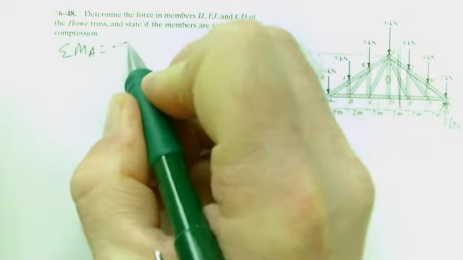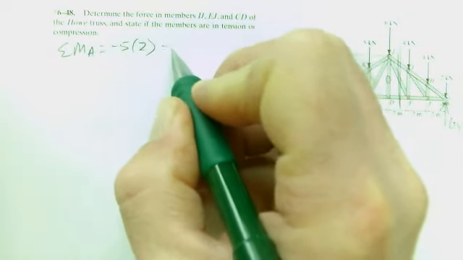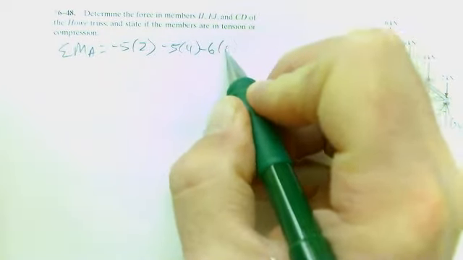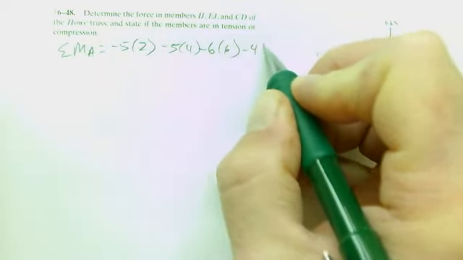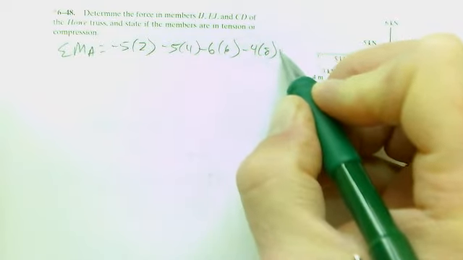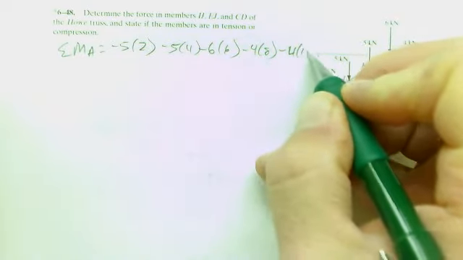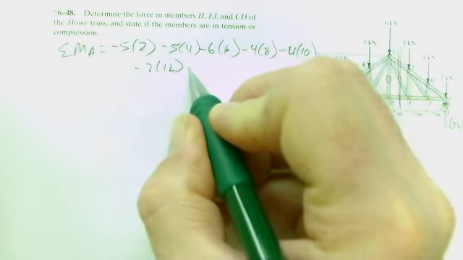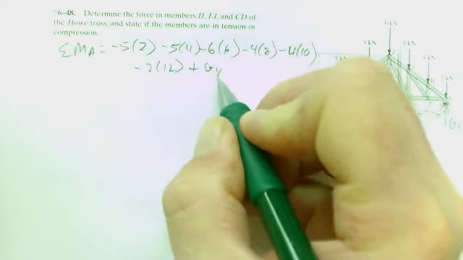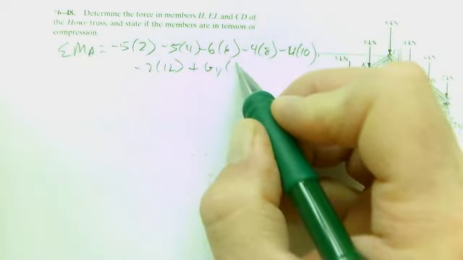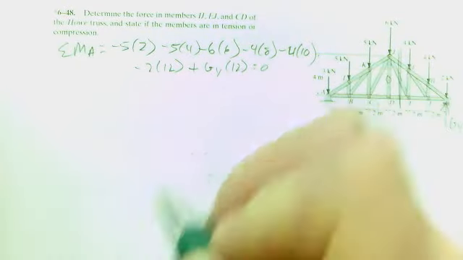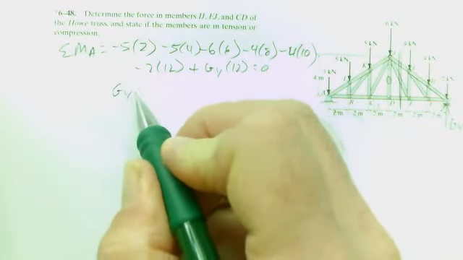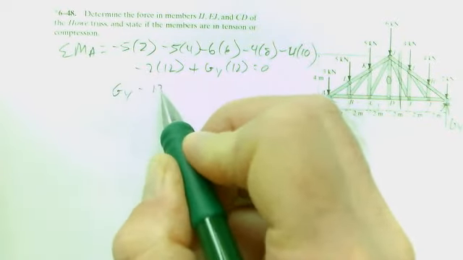So we got -5 times 2, -5 times 4, -6 times 6, -4 times 8, -4 times 10, -2 times 12, and plus GY times 12 equals 0. Solving that, GY equals 13.5.